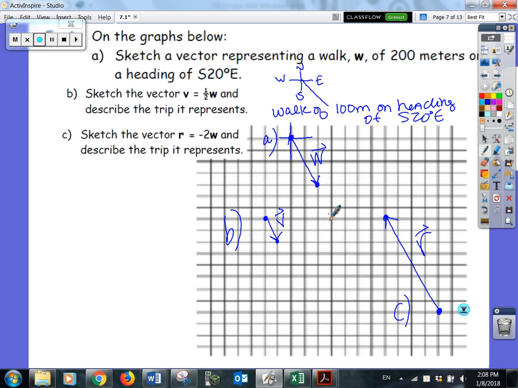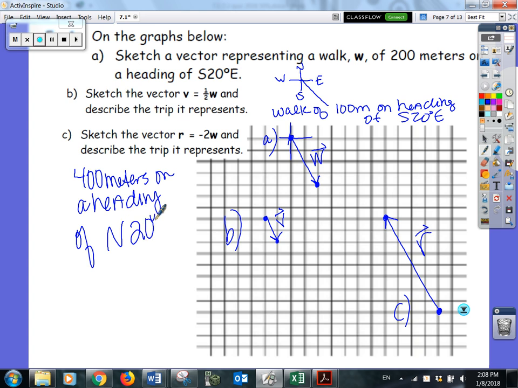All right, describe the trip it represents. So the trip it represents is twice as far. We don't walk in a negative direction. So we're going to have 400 meters on a heading in the opposite direction. So the opposite of south is north. 20 degrees stays the same. Opposite of east is west.